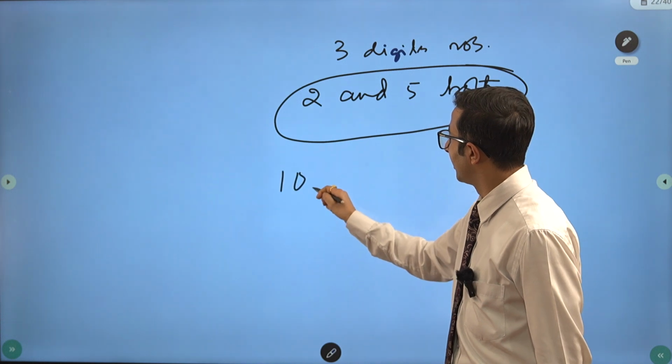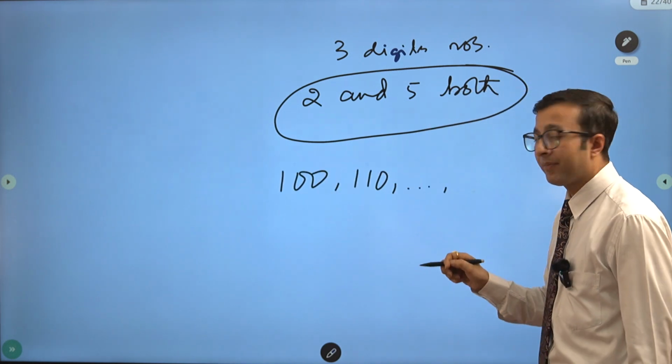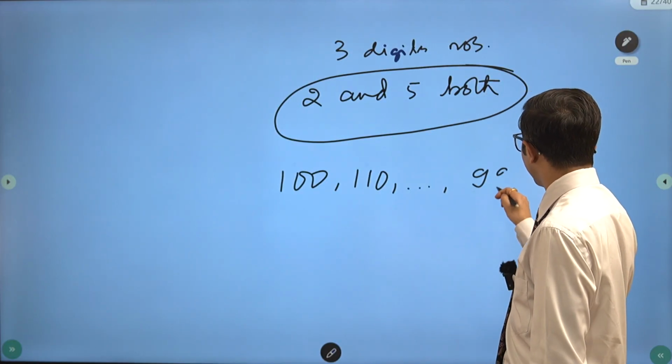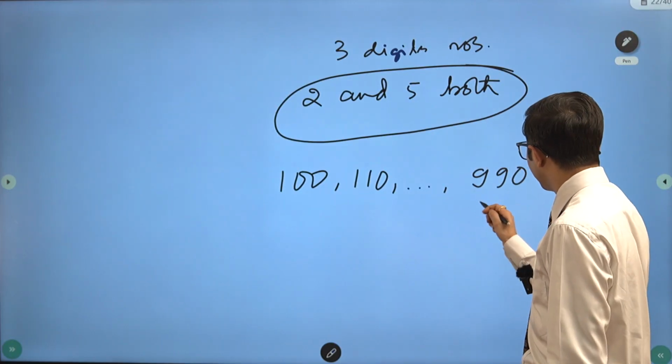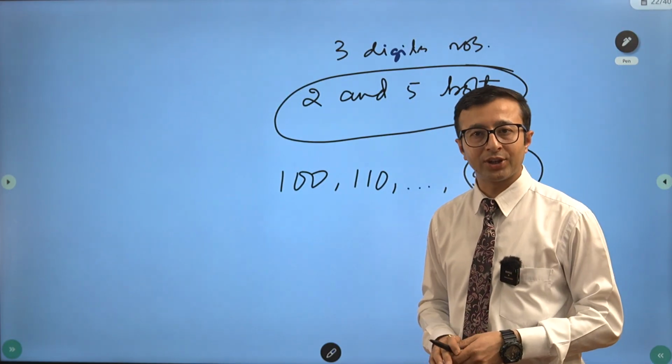That means 100. Here the AP will form like this: 100, next will be 110, and so on. At the end, which will be the last three-digit number divisible by 10? That is 990. Similarly, how many terms are there? There are n terms. That's why this 990 will become the nth term. Use that previous method, and you will get the solution.